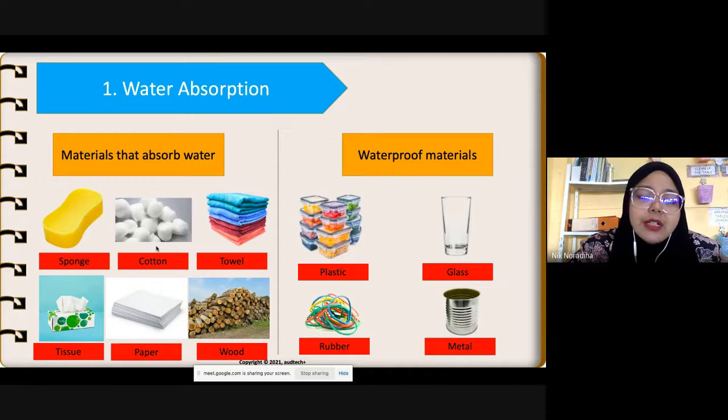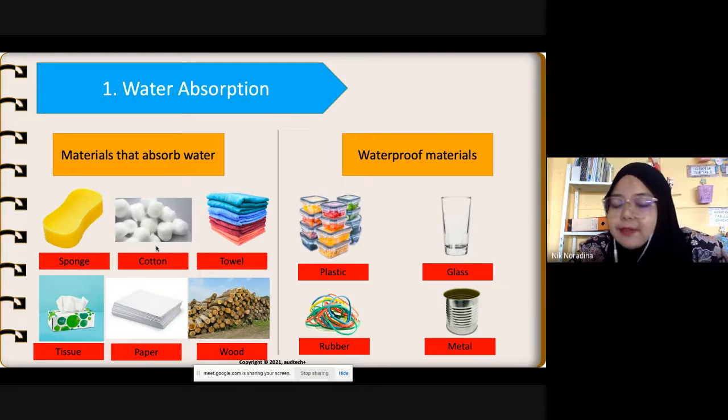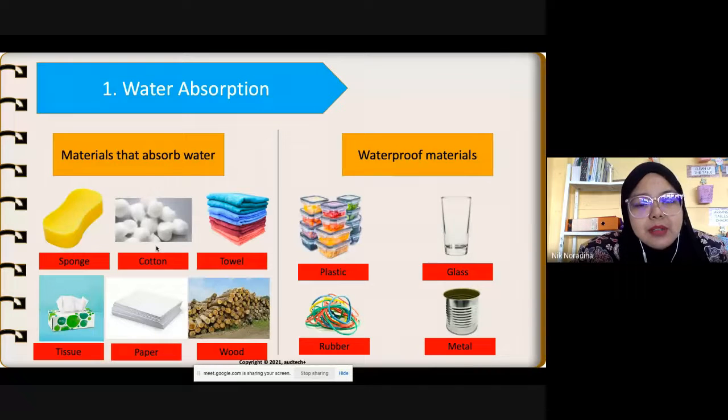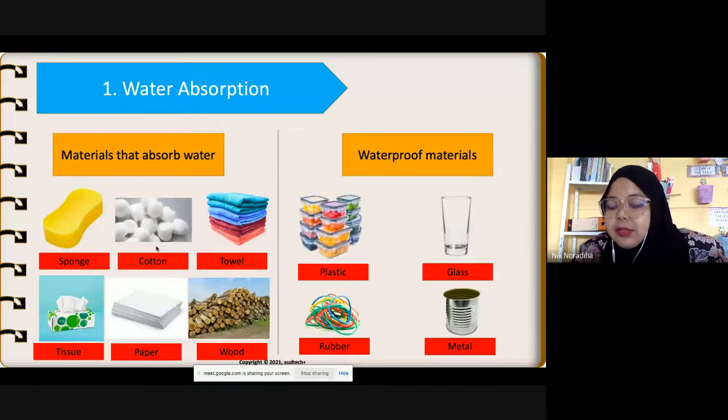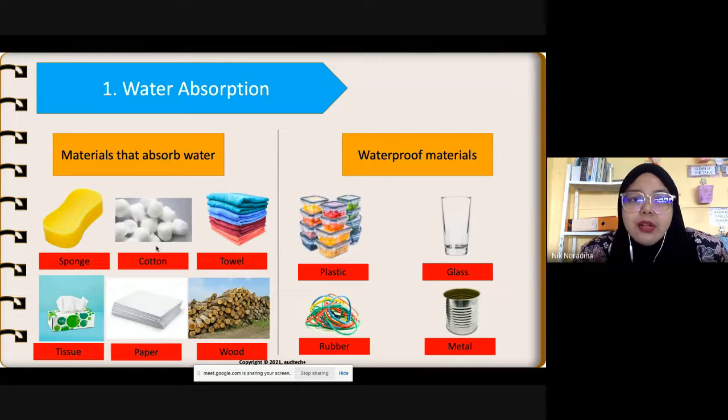Okay, so for the waterproof materials, we have plastic, we have glass, they cannot absorb water. Rubber cannot absorb water as well, metal, right? So all these materials have their own reason why people use them to make certain things.